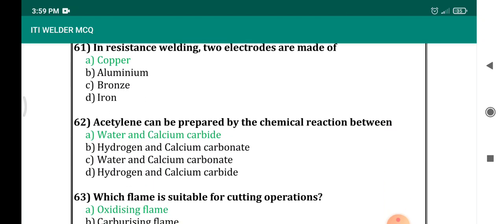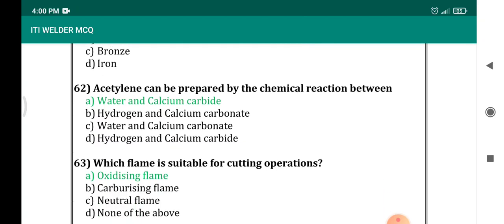Acetylene can be prepared by the chemical reaction between which materials? When we mix water with calcium carbide, it produces acetylene gas. These are experiments done by school students in their science exhibition, an example of a flame from water.